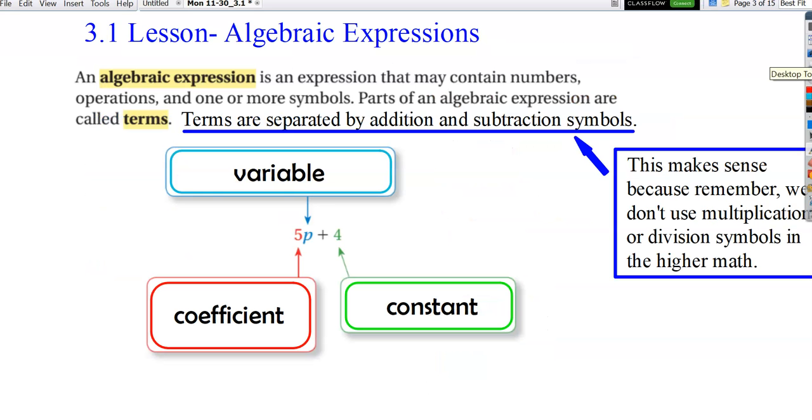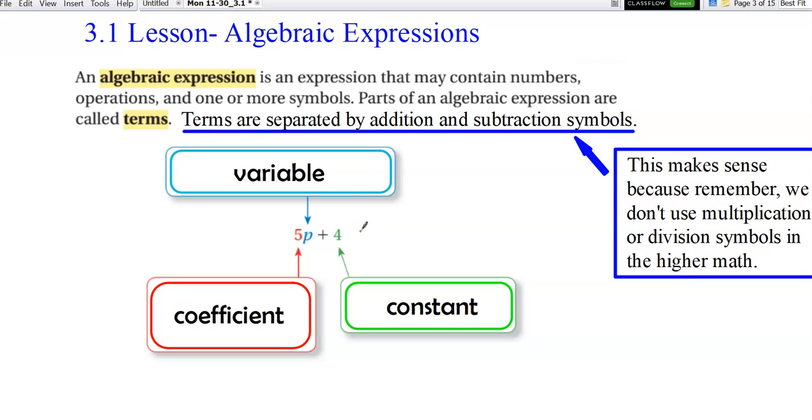So you can see that I have an example of an algebraic expression. It has an operation, which is a plus sign. It has another operation right here. When you see a number next to a variable, it means to multiply. So even though you don't see a symbol, there is an operation there. And so you see 5p plus 4. And so this is called an algebraic expression. It has numbers, it has variables, and it has operations.